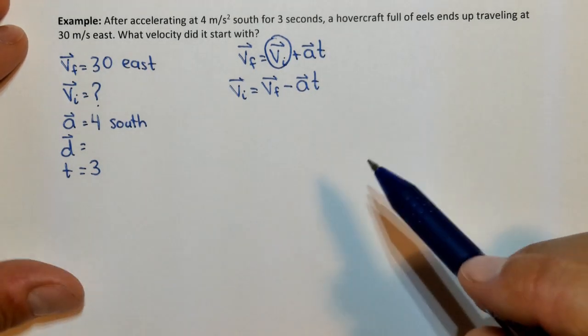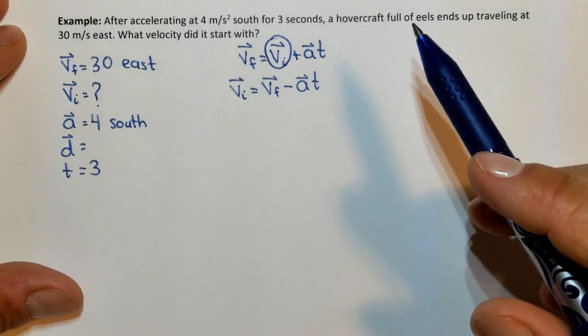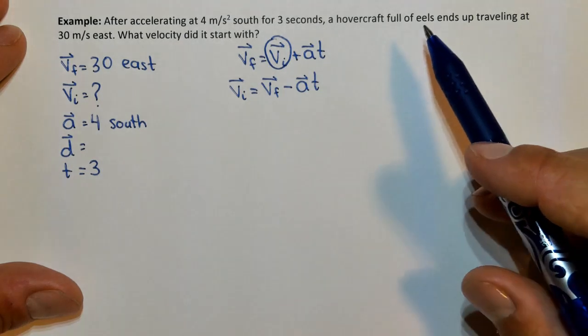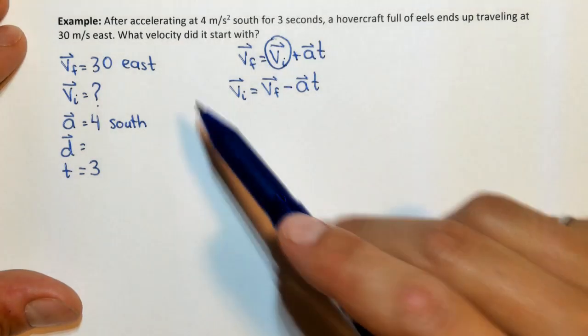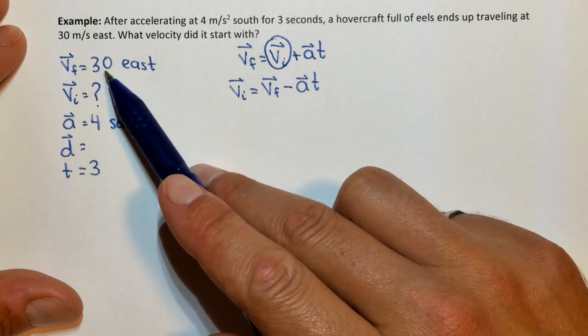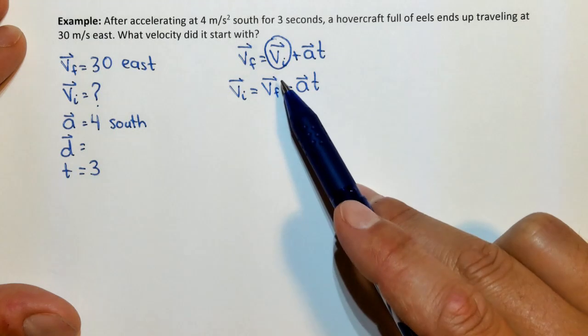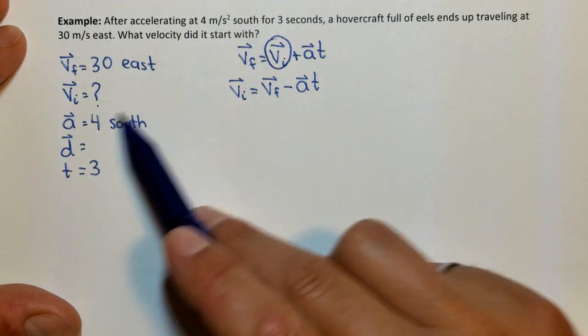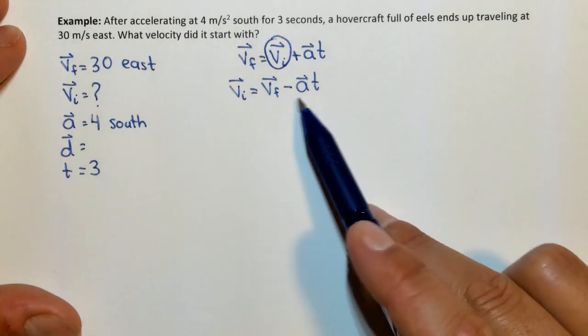Here's the first time where we need to recognize this is a 2D problem and do things a little differently than we would have in a 1D problem. In a 1D problem, I would probably just say, oh, 30 east, east is positive, so I'd write that as a positive 30, plug it in here. For south, south is traditionally negative, so I'd write that as negative 4, plug that in here.